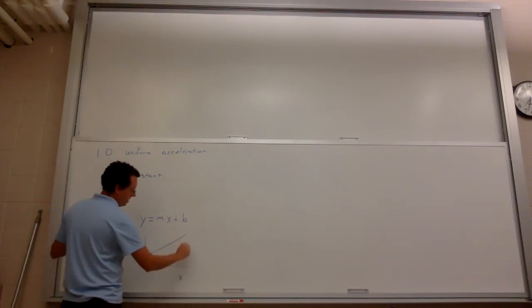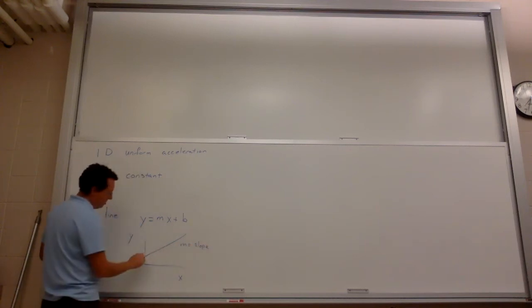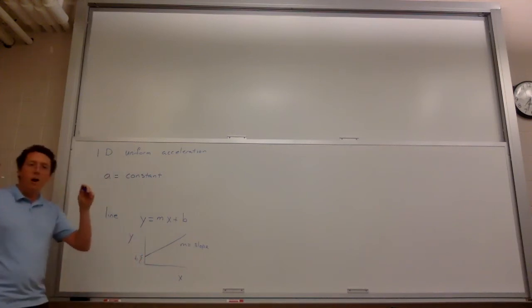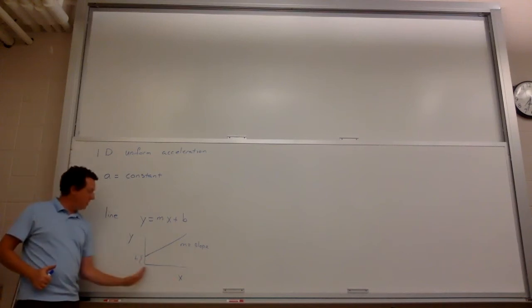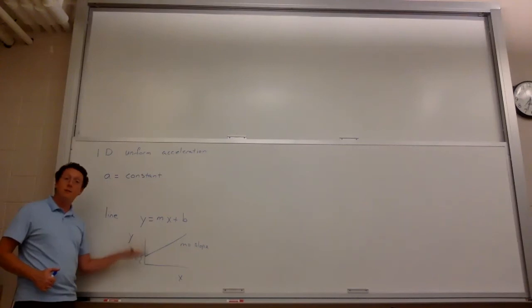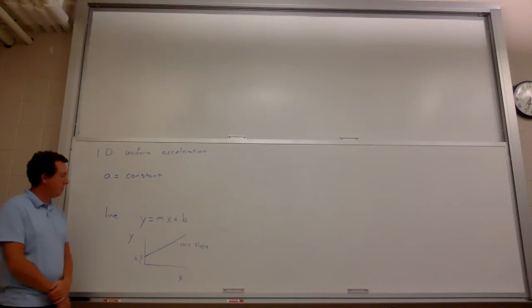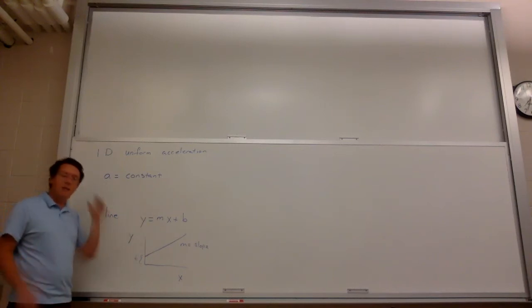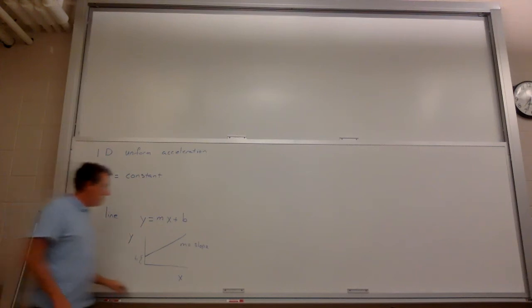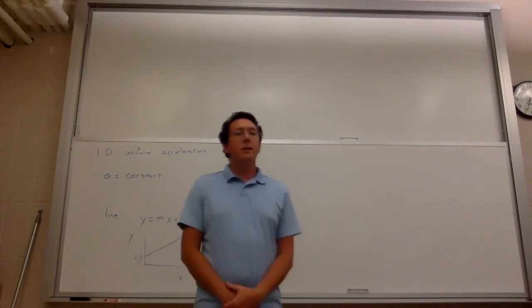M is the slope, and b is called the y-intercept. Basically, when the independent variable is 0, how high is the graph? Okay, so hopefully that's all a piece of cake, super easy for you. Y equals mx plus b. We have to understand how to modify that. So what we're going to do is assume that acceleration is constant.